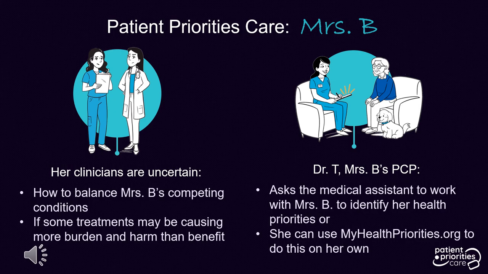Mrs. B's case exemplifies the complexity of decision-making with multiple conditions. Her clinicians are faced with uncertainty about her care, uncertainty that arises because of the balancing of competing conditions. In Mrs. B's case, the treatment for one condition, her heart failure, for example, can exacerbate another condition, such as her incontinence or urinary frequency. Her treatments that help one condition may potentially cause harm or may become more burdensome for another condition. Another example could be the use of NSAIDs, which can often produce a GI bleed.